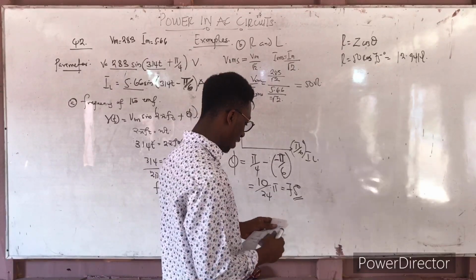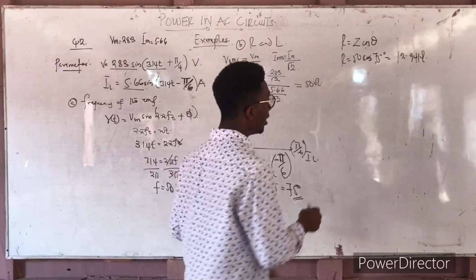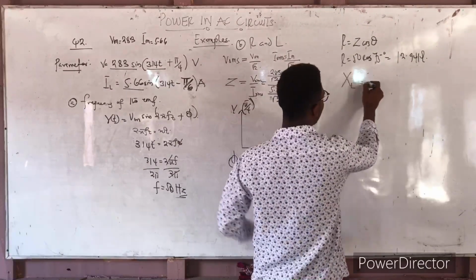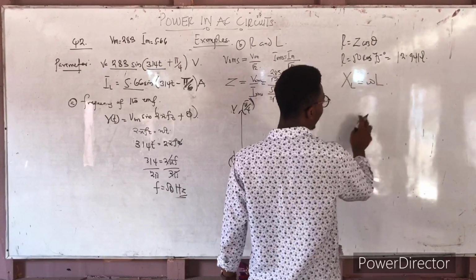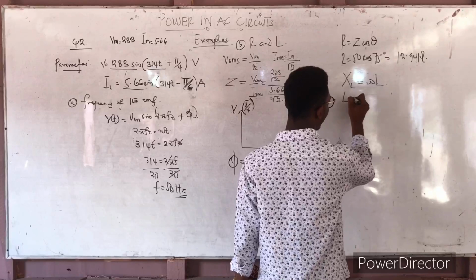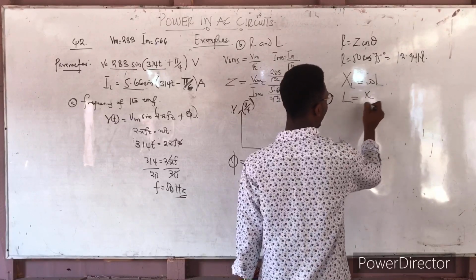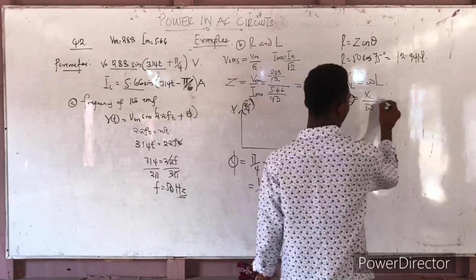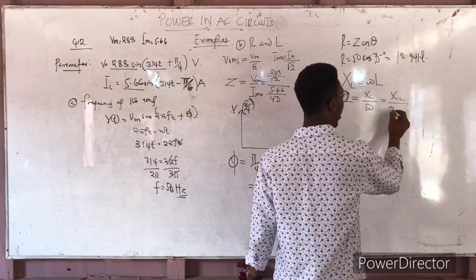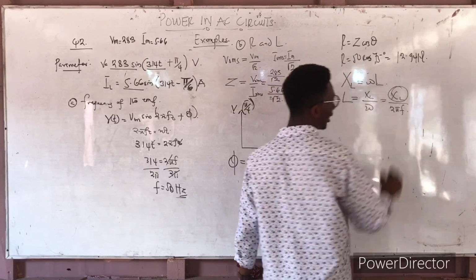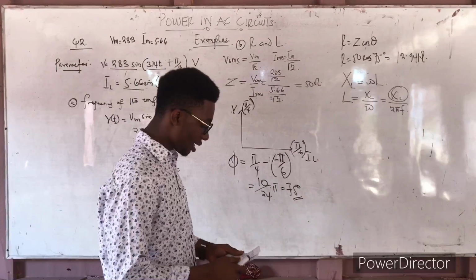Now, how do you calculate the inductance? Take note that we said the inductive reactance, which is XL, is always equal to omega L, so the omega times the inductance. Therefore, from here we can say L is equal to XL divided by omega. You know that omega is always 2 pi F. But how do you find the XL?